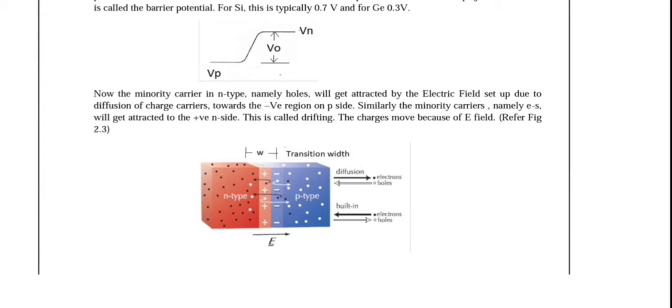The next topic is barrier potential. In this video I am giving an introduction about various terms and concepts associated with a p-n junction. So what is barrier potential? We know the positive charges present at the n side and negative charges present at the p side of a p-n junction act as a barrier which prevents the further movement of electrons and holes.